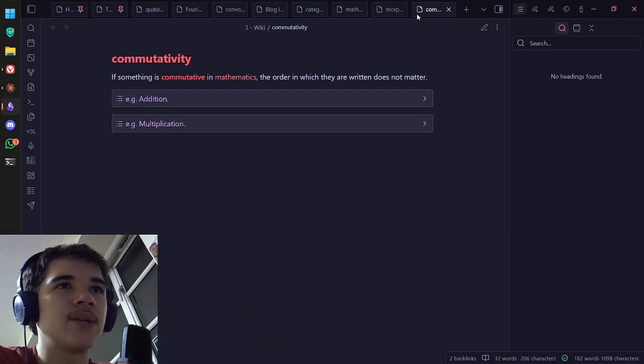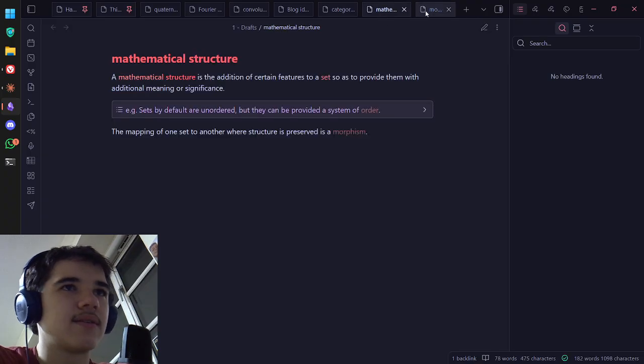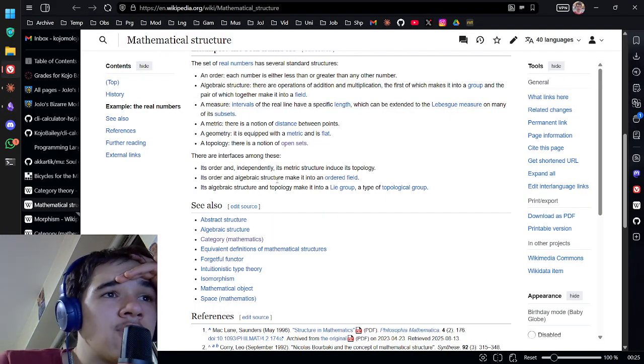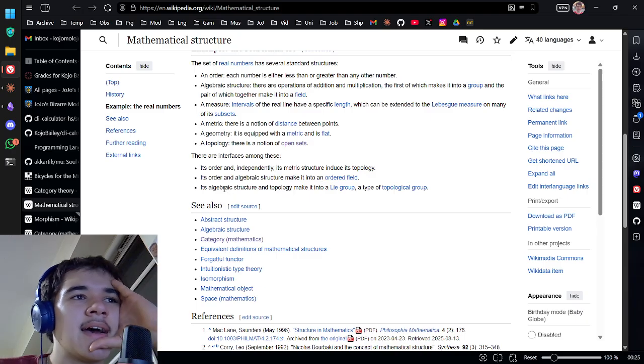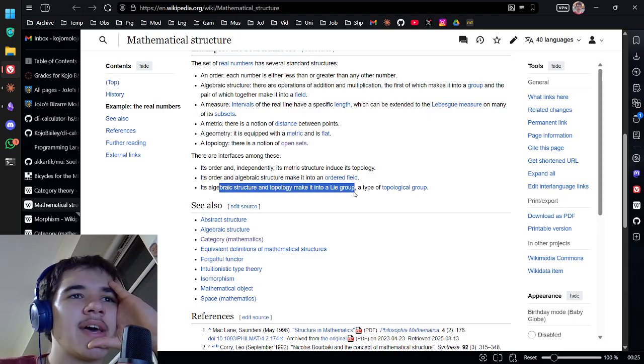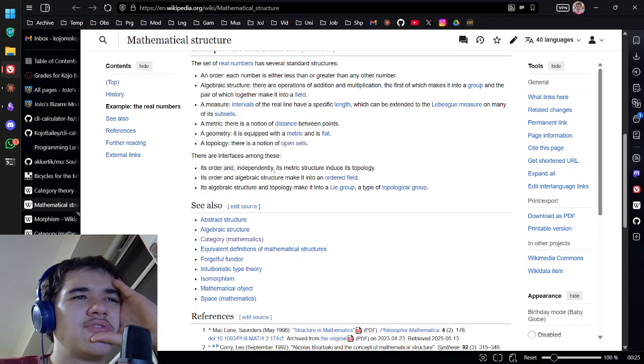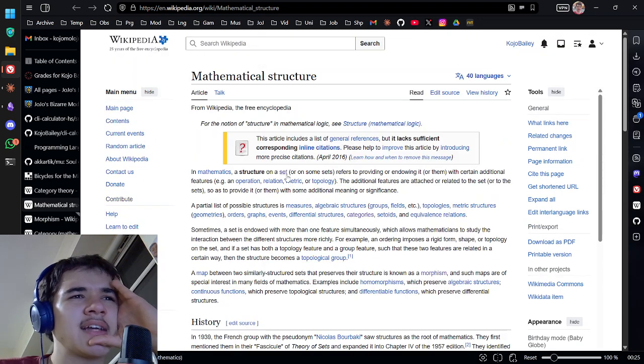Where are we? We can close this. Okay. Its order and algebraic structure make it into an ordered field. And its algebraic structure and topology make it into a Lie group. Well, so these are like derivatives? Like derived from that?